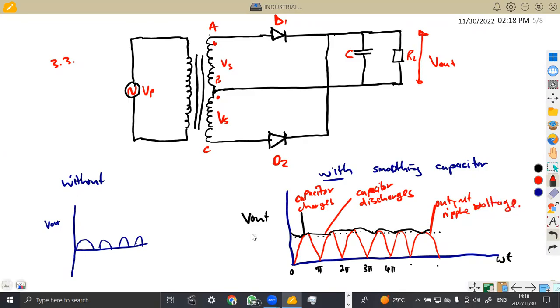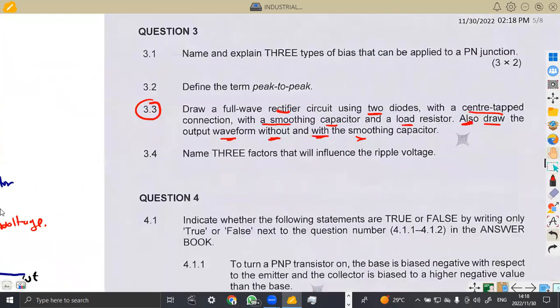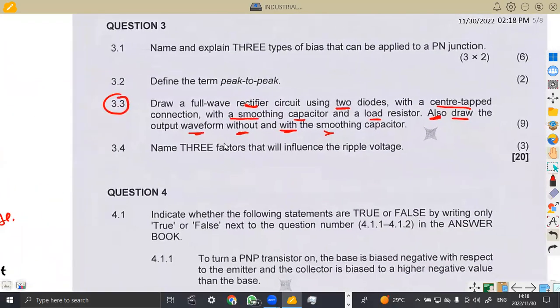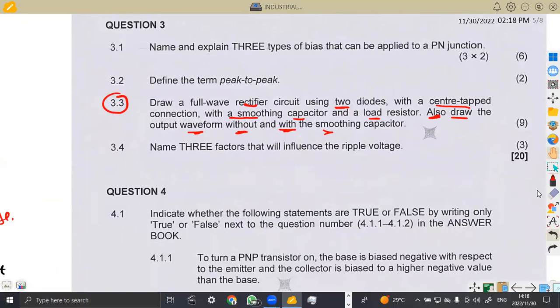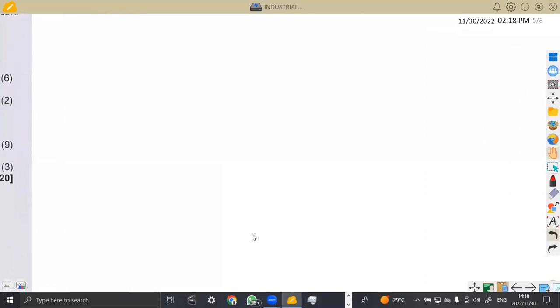Okay, so having these, we can actually collect all the marks. You can have all the marks from that given information. So I'm not going to waste much time. I'm going back to the questions. 3.4, name 3 factors that influence the ripple voltage, that voltage that we're talking about. What are the factors which influence that ripple voltage? Okay, what are these factors?